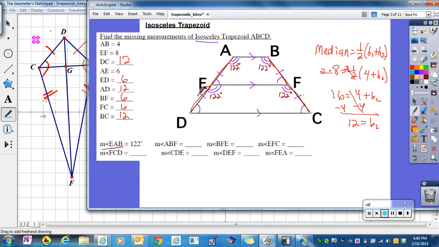These two angles right here, since they are consecutive interior, are going to be supplementary. So to find angle D, I'm going to do 180 minus 122. And when I do 180 minus 122, I get 58. So that means that angle D is 58. Angle C is also 58. Angle AEB is also 58, and angle BFE is also 58. So now I can go down here and plug in all my missing values.